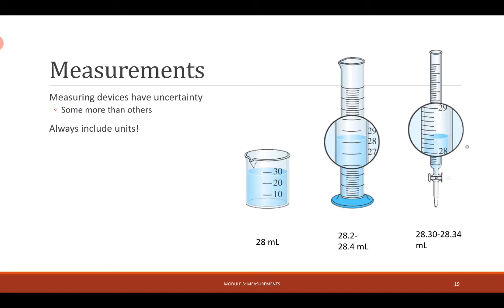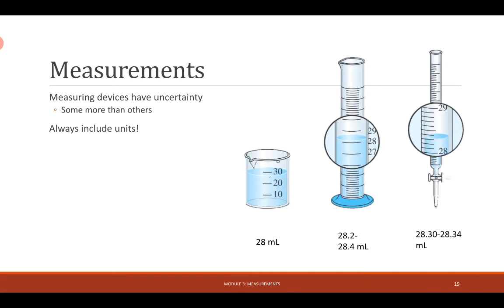We have different pieces of glassware in the lab, and some are more precise than others. If you look at this beaker, you can see that the lines are 10 milliliters apart. We can see the liquid is between 20 and 30, and it's closer to the 30. So we would have to estimate how many milliliters are in there, and we could record a measurement like 28 milliliters, or 29 milliliters, or 27 milliliters, somewhere in that range. All we know is that there's at least 20, and there's probably around 8.